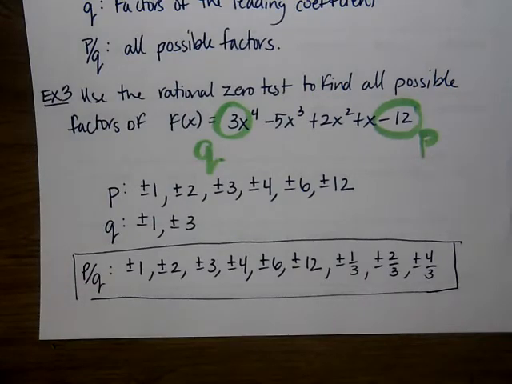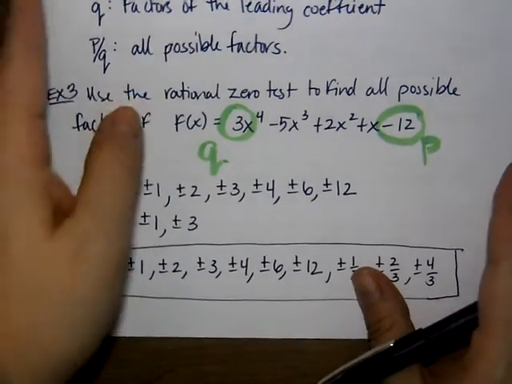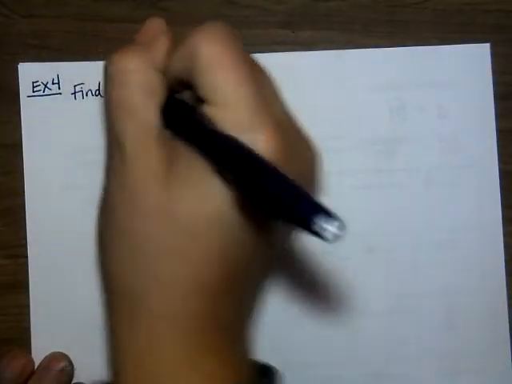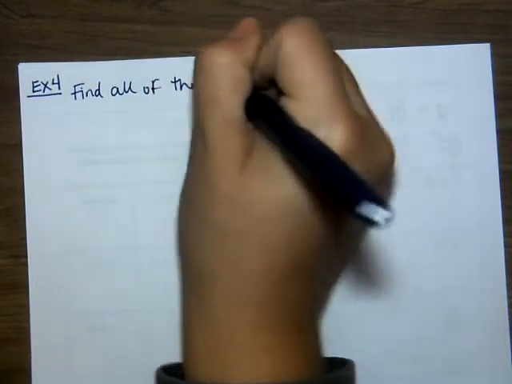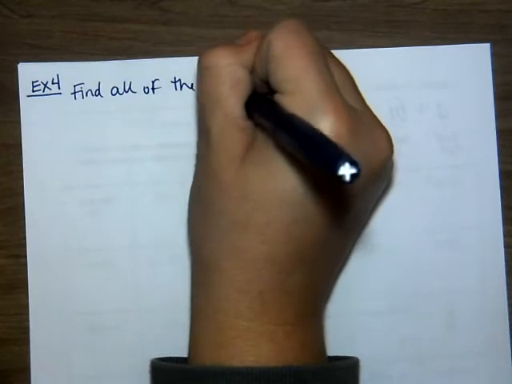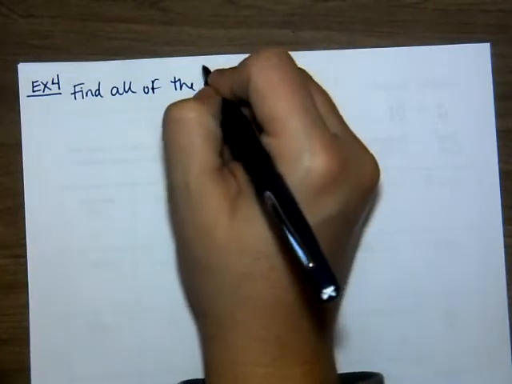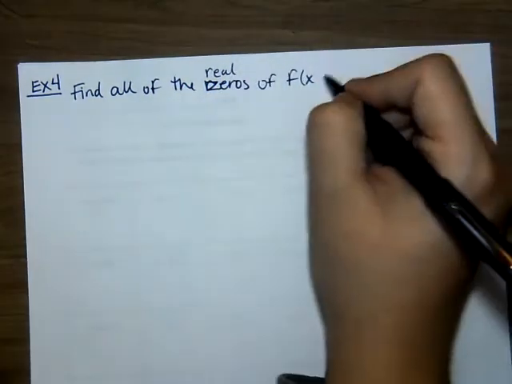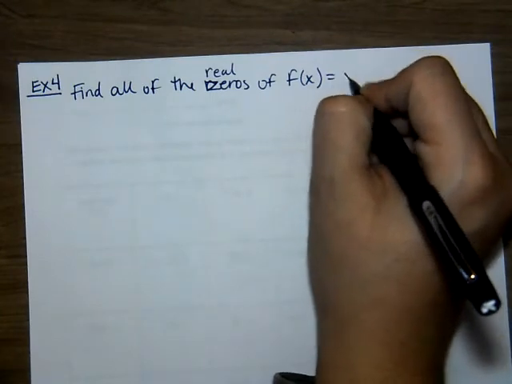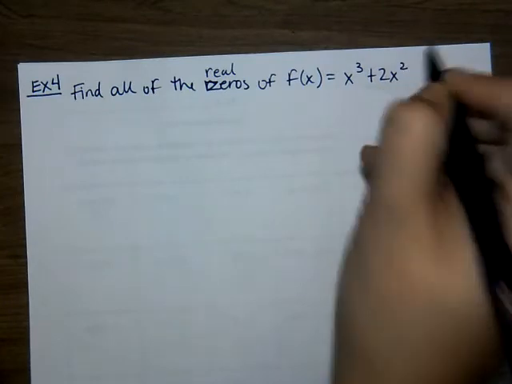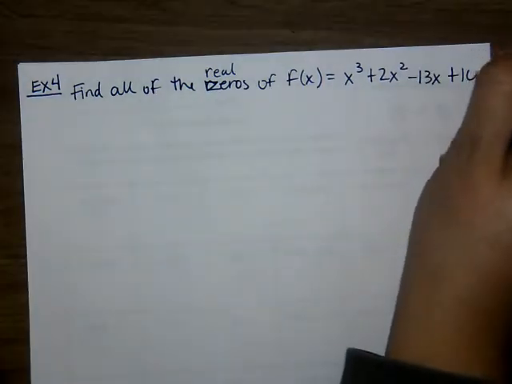So now let's figure out why we do this. All right, I think I'm on example 4. Find all of the real zeros of f of x equals x cubed plus 2x squared minus 13x plus 10.